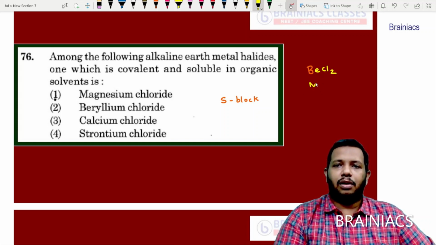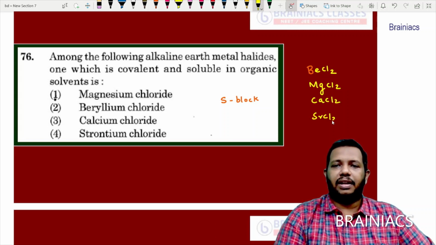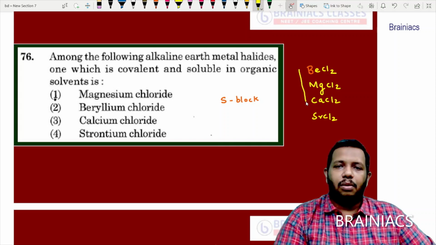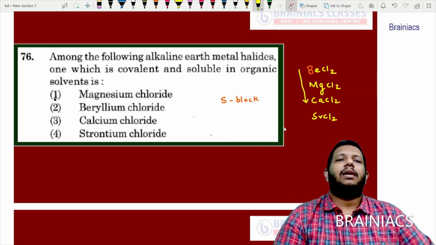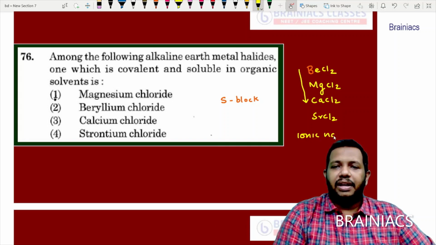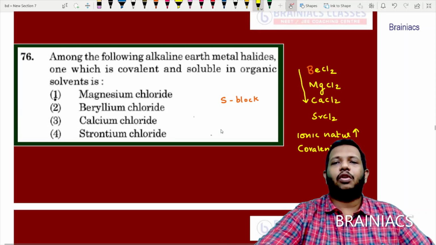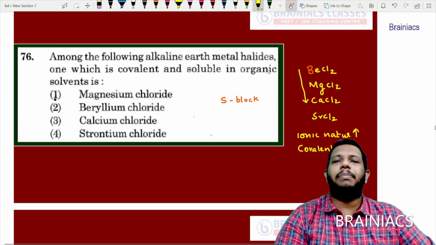Then down the group we have magnesium chloride, then calcium chloride, then strontium chloride. And we know that on moving down the group, ionic nature increases. What will happen to the covalent nature? It will decrease. So I can easily say the one which is mostly covalent will be beryllium chloride.